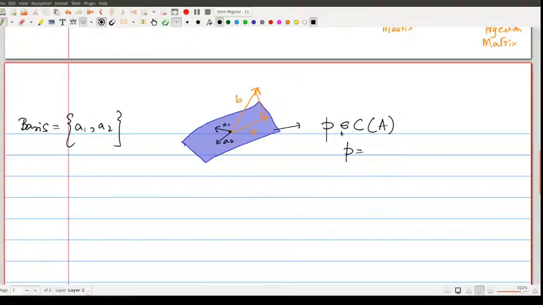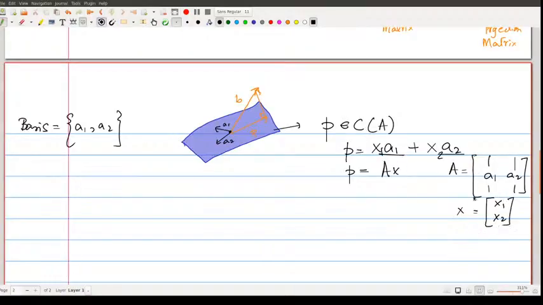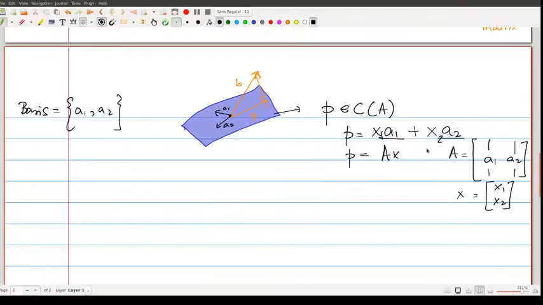Okay, so I know that if P is in the column space of A, then P can be written as x1 A1 plus x2 A2. Which can be really easily written as P equals A x. This is just a linear combination where I've put A1 and A2 in a nice matrix form, where A1 is the first column and A2 is the second column, and x is simply the vector x1, x2. So if I multiply both of these together, I get the same equation, x1 A1 plus x2 A2.